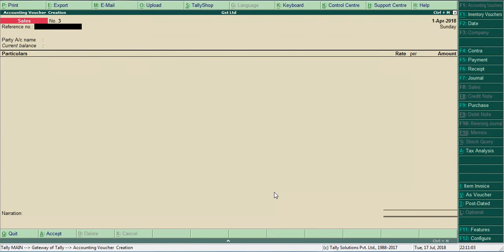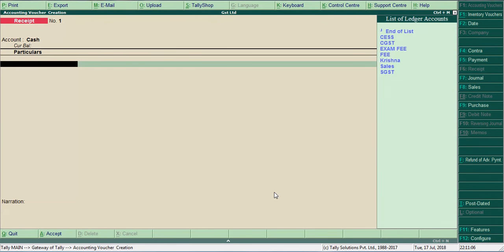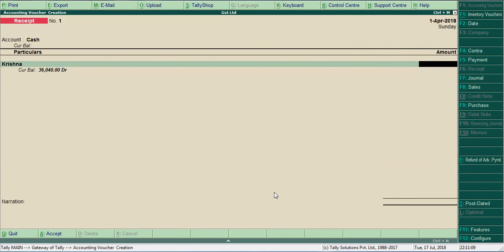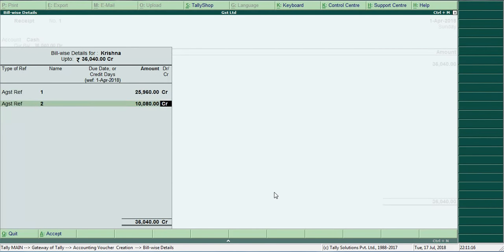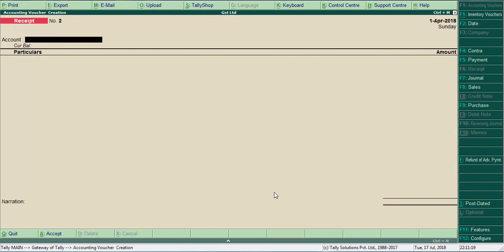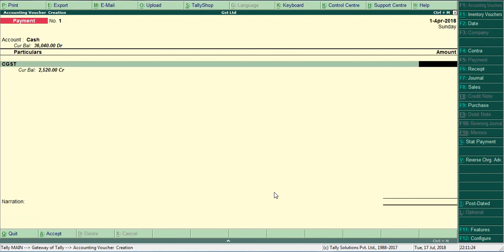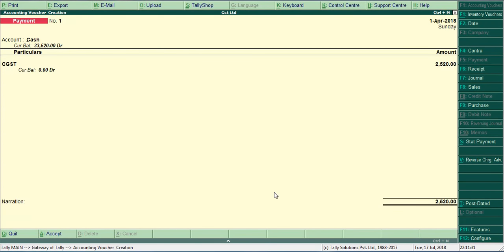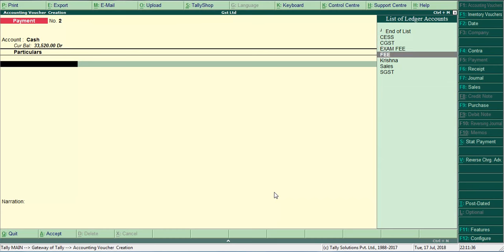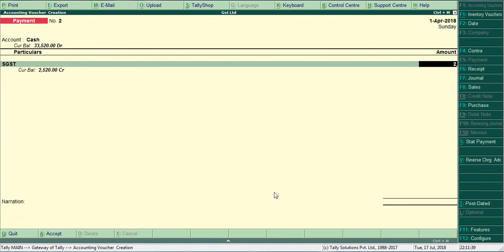Then receive money from Krishna. F6, receive from Krishna. Okay. 36,040 rupees against reference. Okay. You may pay GST, CGST 2,520 rupees, and also pay SGST 2,520 rupees.